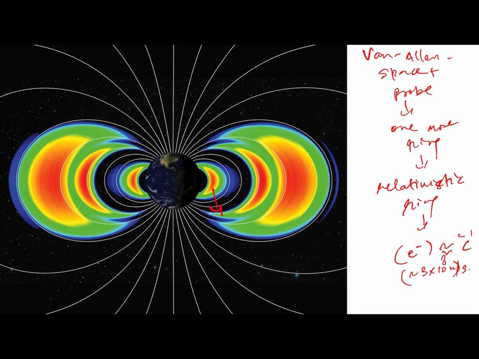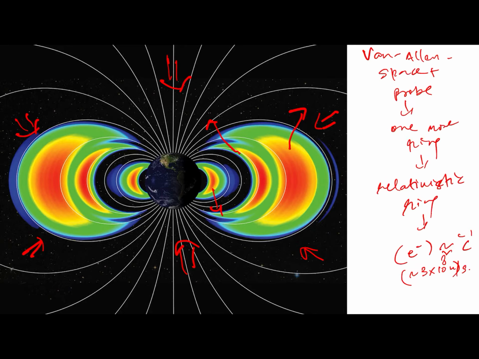So because of that, you can see here the inner ring, then the outer ring, and the last and outermost is called the relativistic ring. Even then the function is the same. It prevents the earth from harmful electromagnetic radiation. We get protected from it. As a result, life, water, everything is possible on the earth.